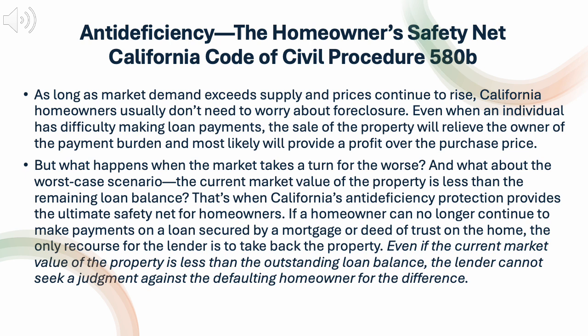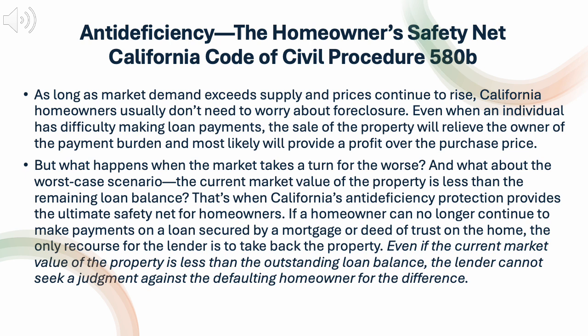Anti-deficiency, the Homeowners' Safety Net, California Code of Civil Procedure 580b. As long as market demand exceeds supply and prices continue to rise, California homeowners usually don't need to worry about foreclosure. Even when an individual has difficulty making loan payments, the sale of the property will relieve the owner of the payment burden and most likely will provide a profit over the purchase price. But what happens when the market takes a turn for the worse? And what about the worst case scenario? The current market value of the property is less than the remaining loan balance. That's when California's anti-deficiency protection provides the ultimate safety net for homeowners.